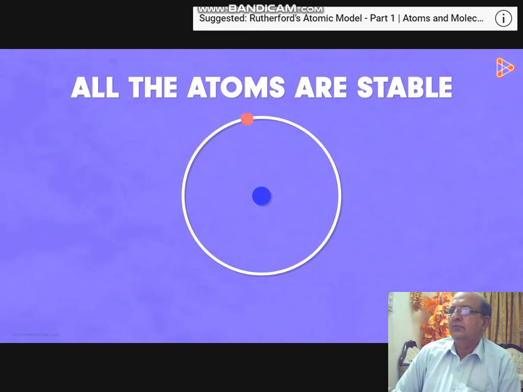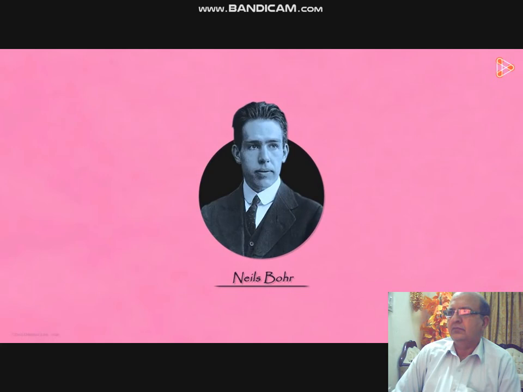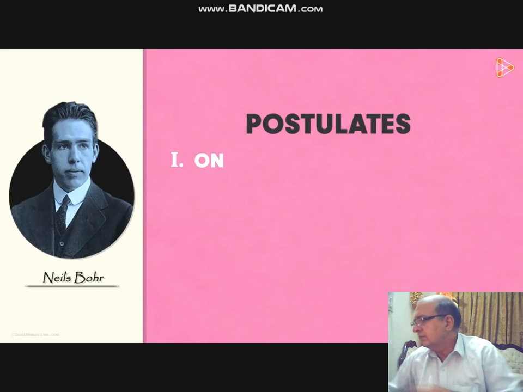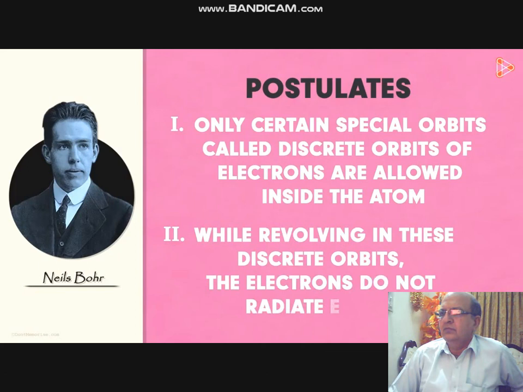Not really. The hypothesis just needed slight modifications. These were made by the next legendary scientist in our list called Niels Bohr. He made a few additional explanations to describe the atomic structure. The postulates put forward by Niels Bohr were as follows. Firstly, only certain special orbits called discrete orbits of electrons are allowed inside the atom. Secondly, while revolving in these discrete orbits, the electrons do not radiate energy. Now, these points definitely tell us why an atom is so stable.